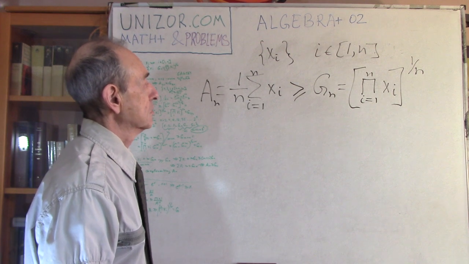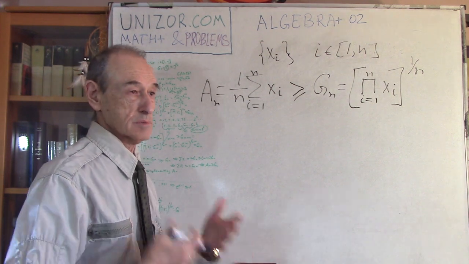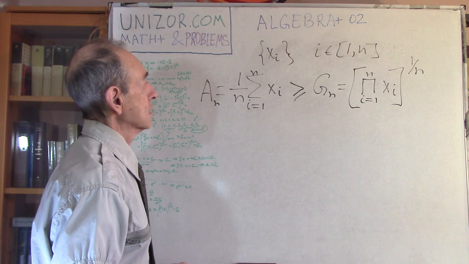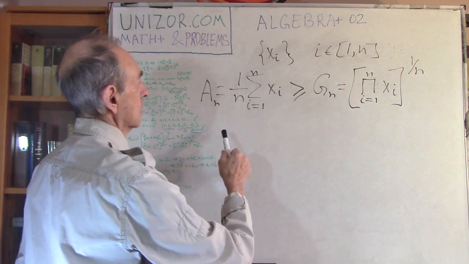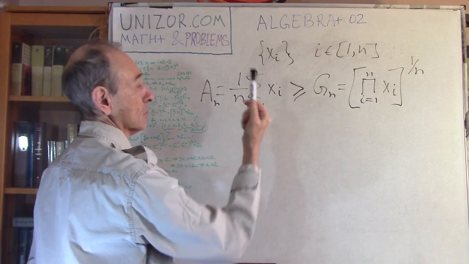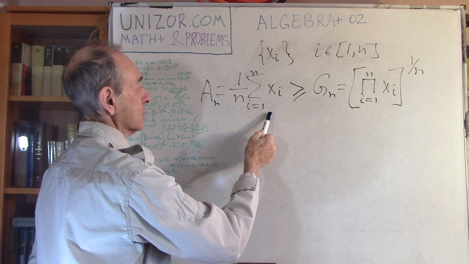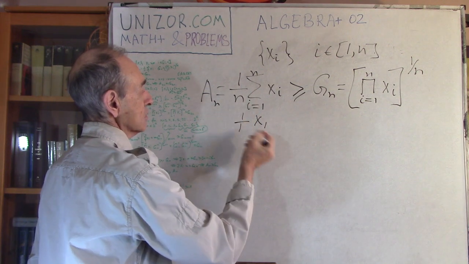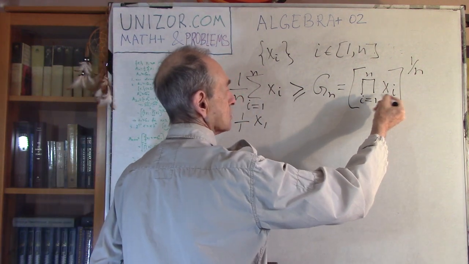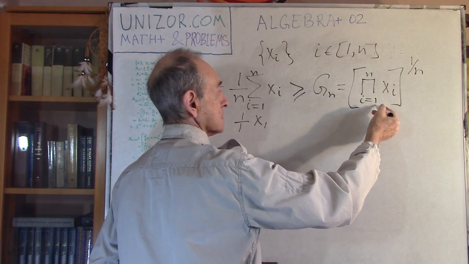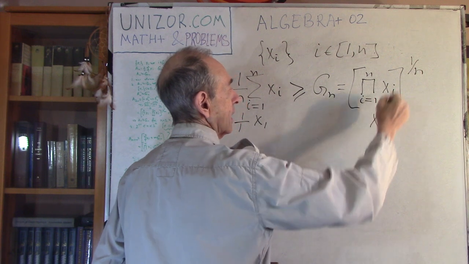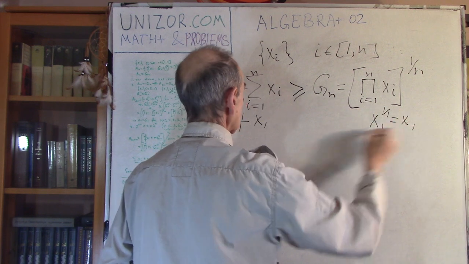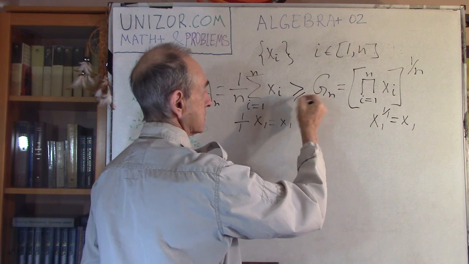So, first, we check it, obviously. That's the approach we always use to prove by induction. So, for n equal to 1, that's obviously equality. It's only one number, so its sum would be that number itself, x1, divided by 1, so it's still x1. The product from i equal to 1 to 1 is also x1, and the root of the first degree is also x1. So this is x1 and this is x1, so that's equal.